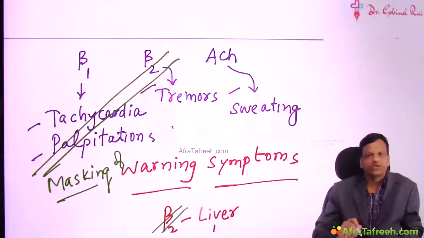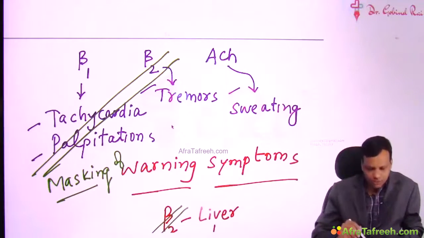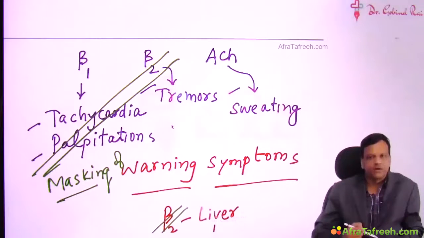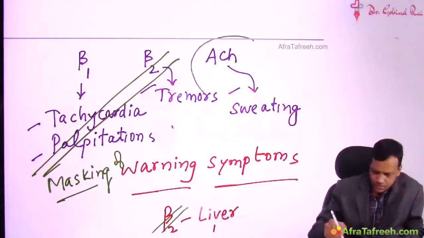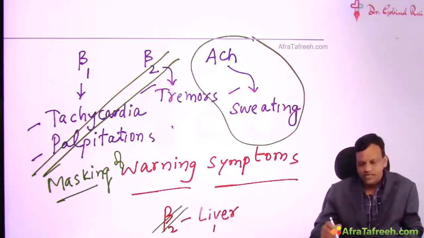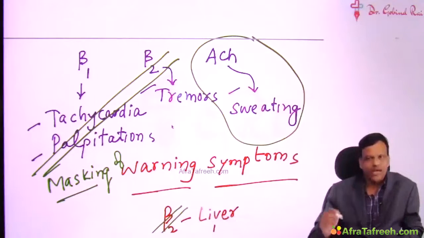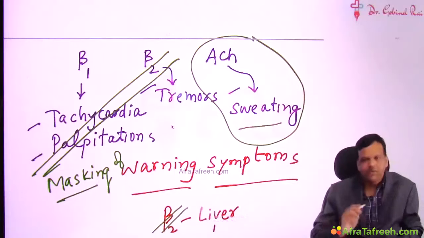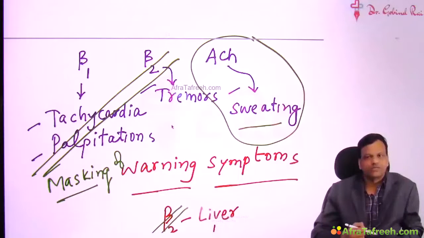Now one very important question which is asked is, which symptom of hypoglycemia will be present even if a person is taking beta blockers? The answer is sweating. Remember, sweating is mediated by acetylcholine, that means M3 receptors, and we have blocked beta 1 and beta 2 only. So sweating is the only reliable symptom of hypoglycemia in a diabetic patient taking beta blockers. Even if a beta blocker is taken, sweating will still be present.